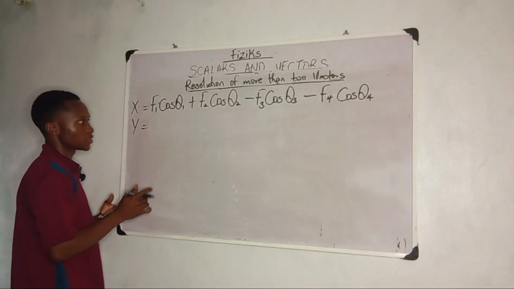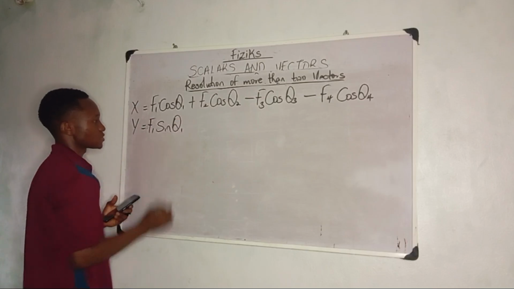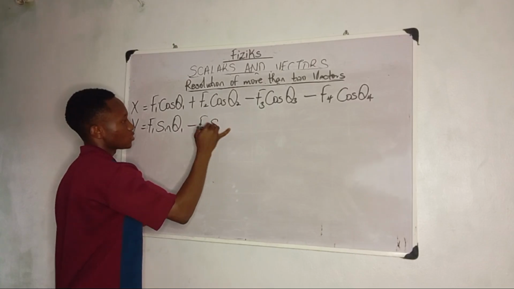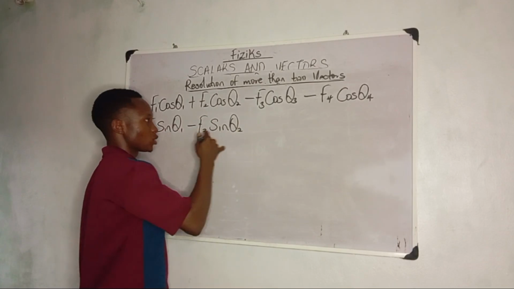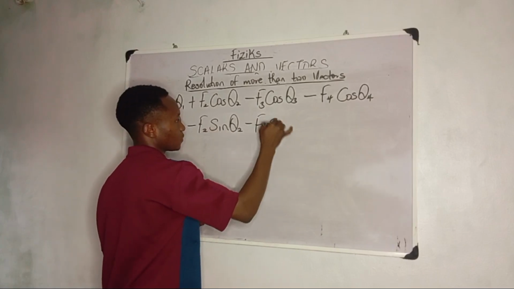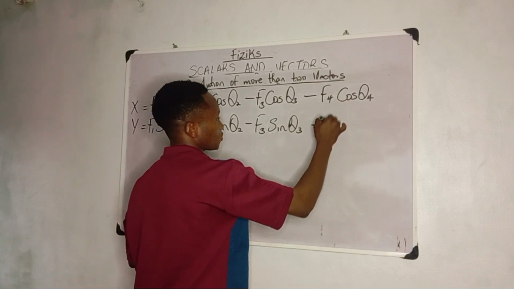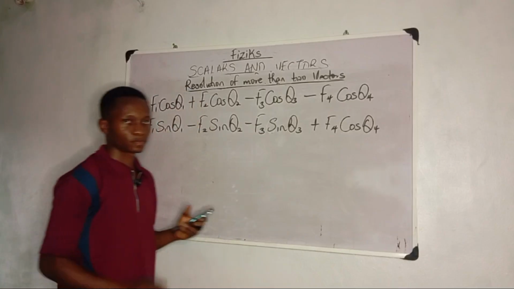Go over to the next one. We have F1, that's for the vertical, sine theta 1, minus F2 sine theta 2. That's the second one. The third one, minus F3 sine theta 3. And the last one is going to be plus F4 sine theta 4.